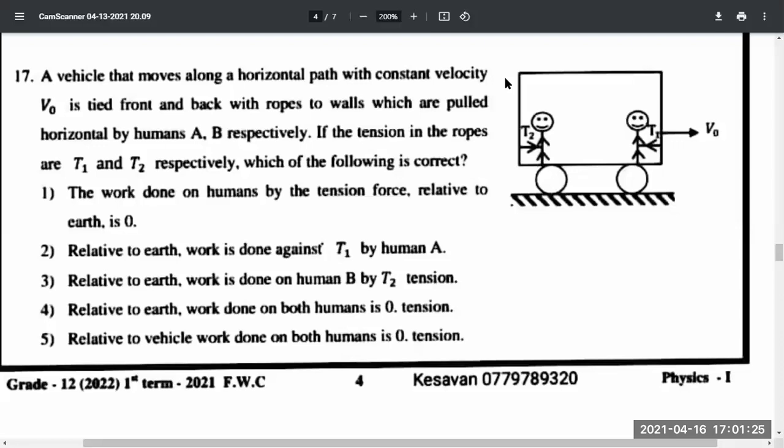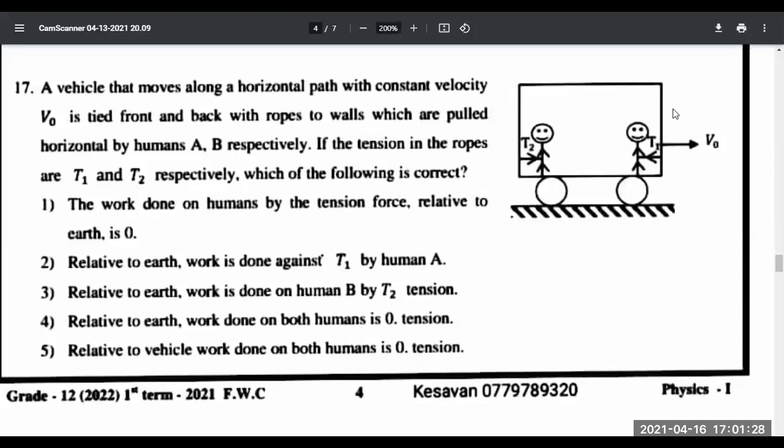Question number 17. A vehicle that moves along a horizontal path with constant velocity V0 is tied front and back with ropes to walls which are pulled horizontally by humans A and B respectively. If the tensions in the ropes are T1 and T2 respectively, which of the following is correct? Okay, now the vehicle is moving at constant velocity, guys.